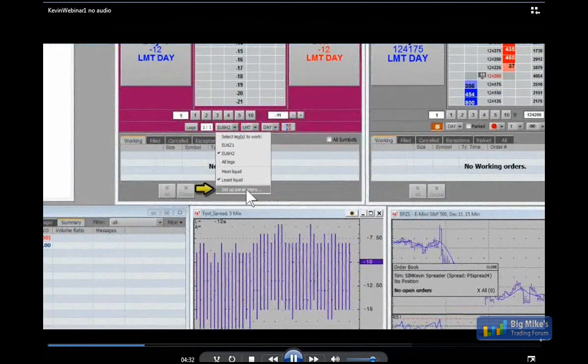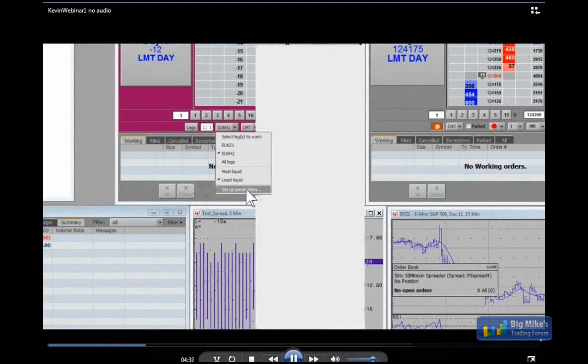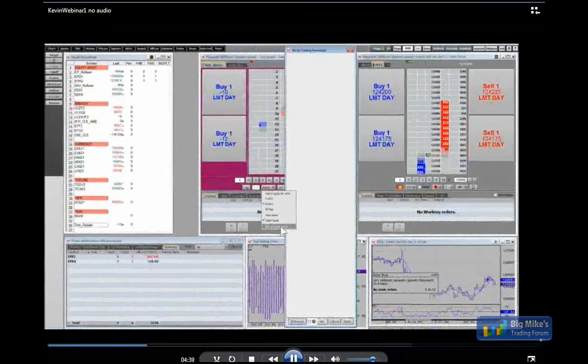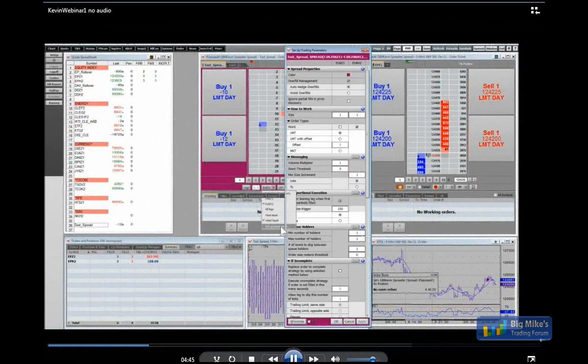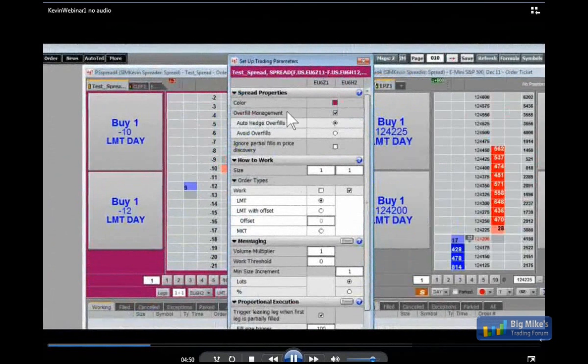From here, we're going to take a look at the parameters that will be within this spread function. This opens up the setup trading parameters, which will allow us to configure the aspects of this synthetic spread, including any overfill management, being able to auto-hedge any overfills or avoid overfills, and how the spread balancing legs will actually be calculated, whether you want to choose the current market price or any average price you've built into.